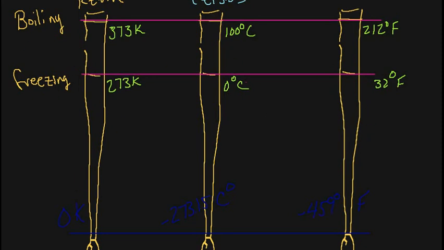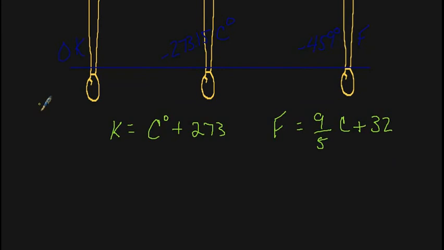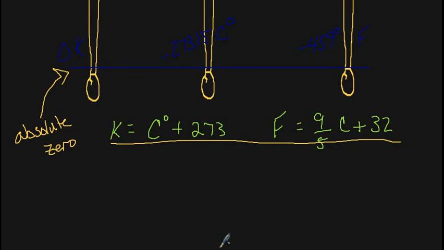Now a couple things to keep in mind. Remember that freezing is also the melting point, and boiling is also the condensation point. If you bring the vapor of water below 373 Kelvin, it will start to condense. That's the condensation point. So back down here, this is absolute zero at that bottom temperature. And this is how we convert from Kelvin to Fahrenheit.